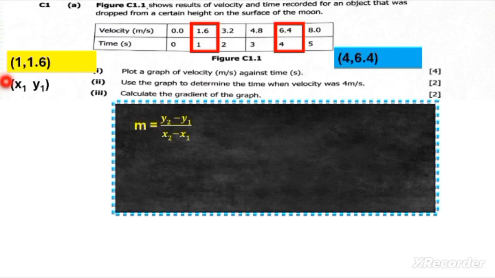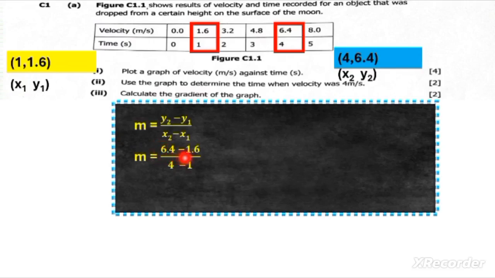So this is x1, this is y1, this is x2, this is y2. So where there is y2, we are going to write 6.4. And where there is y1, we are going to write 1.6. Where there is x2, we are going to write 4. Where there is x1, we write 1.